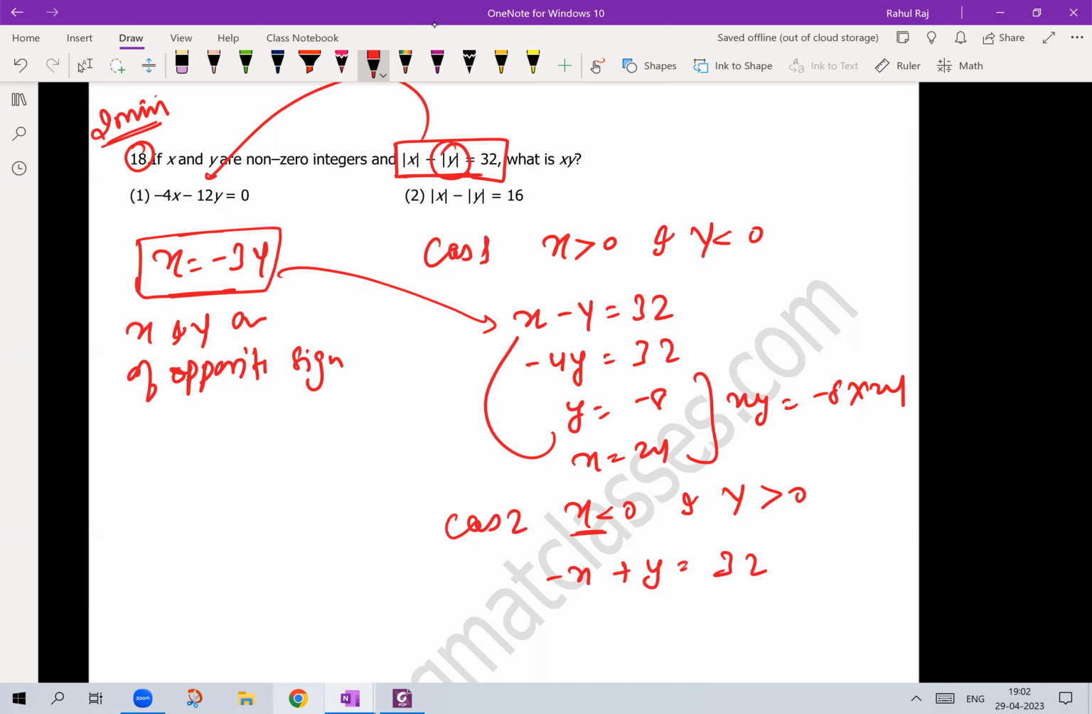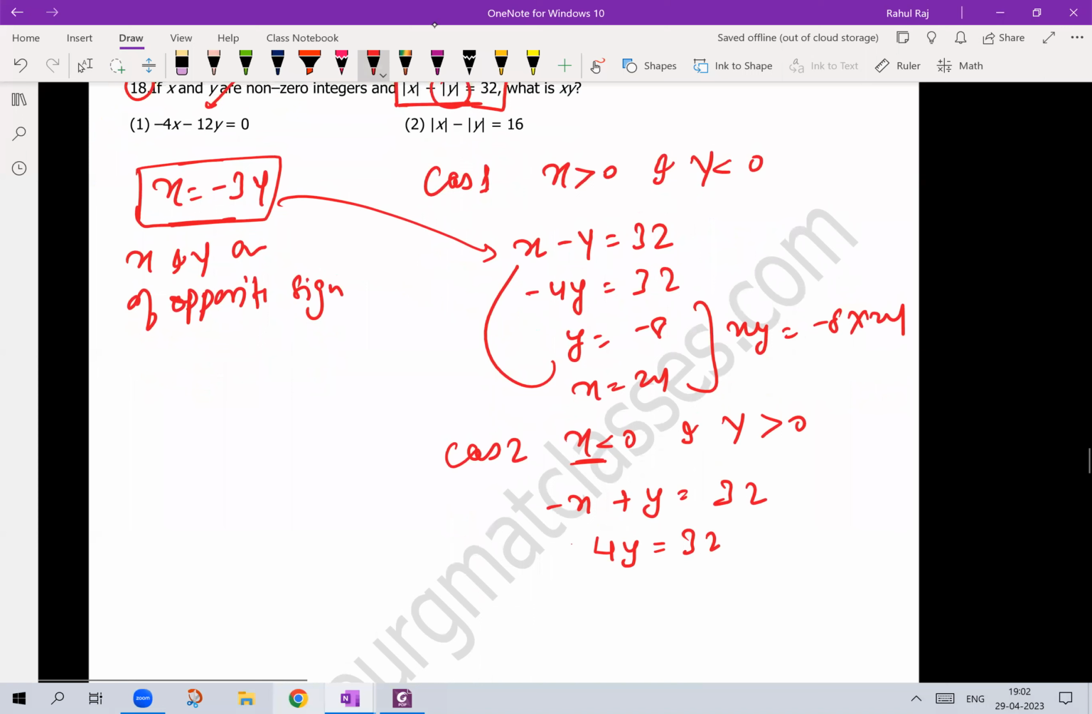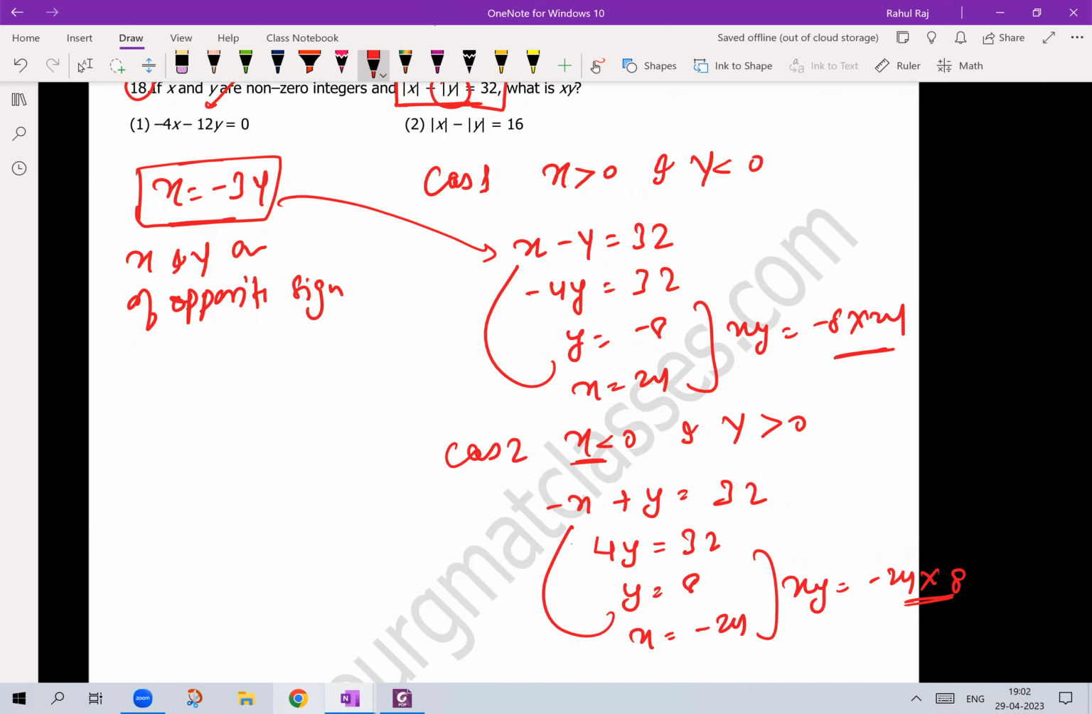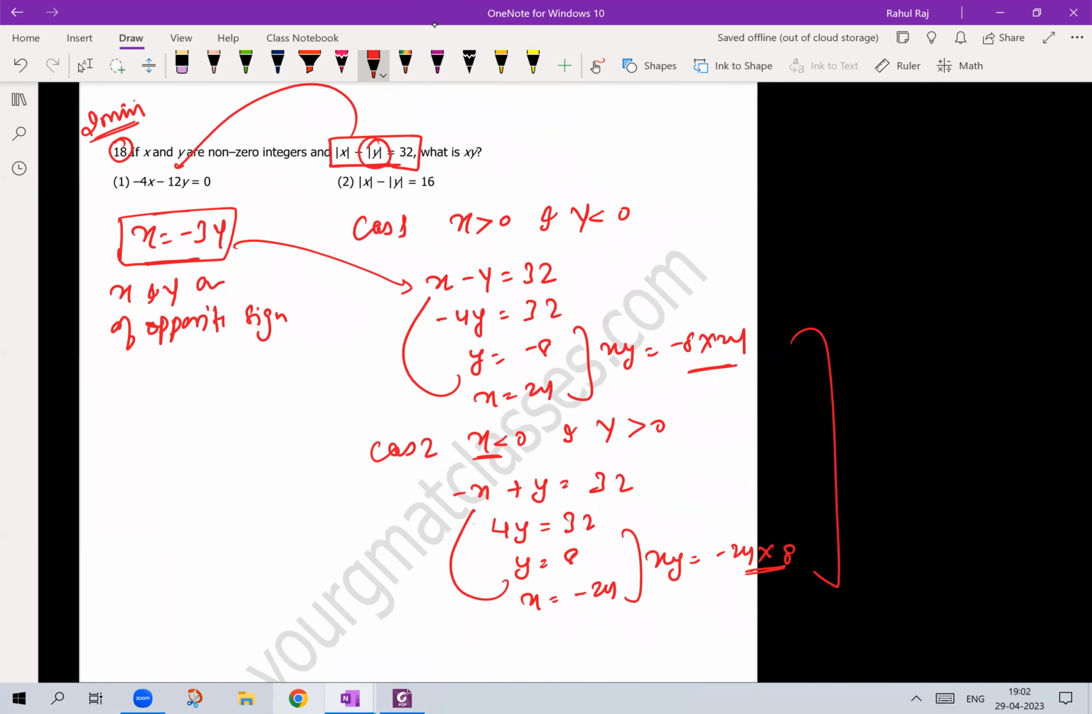I know that x is equal to negative 3y. So this becomes 3y, and this is 4y is equal to 32. So y is equal to what? 8. If you put it over here, you will get x is equal to minus 24. So xy in this case is what? Minus 24 into 8. So technically both are same values, Priti. So I can say statement number 1 is sufficient, because we have got the same value. Check please.